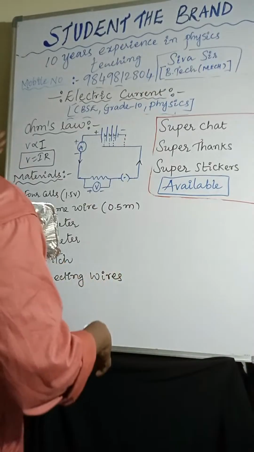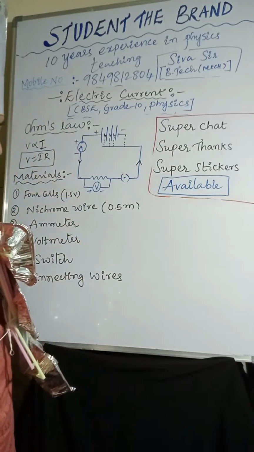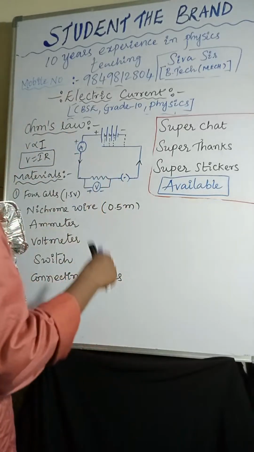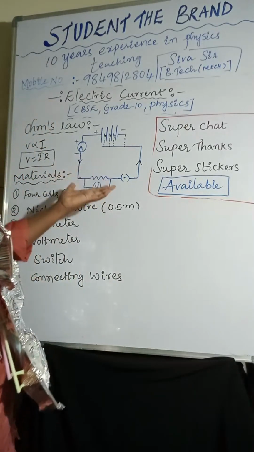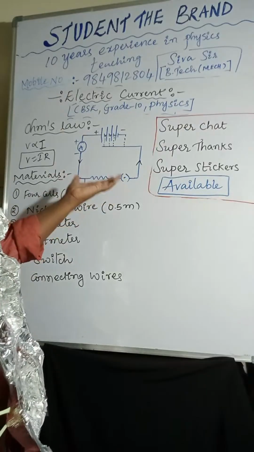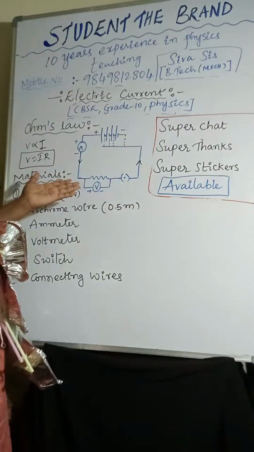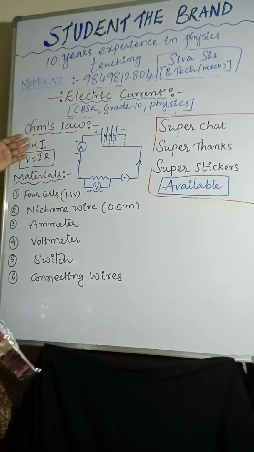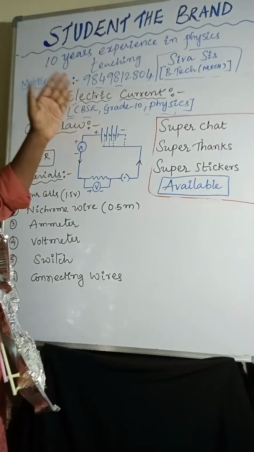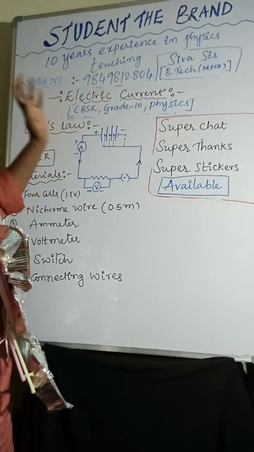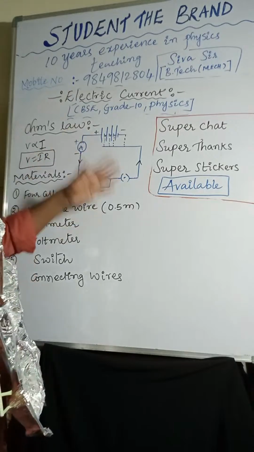Once again, Ohm's law is nothing but the potential difference across the ends of the given metallic conductor is directly proportional to the current flowing through it. V is directly proportional to I, V equals IR. Materials: four cells of 1.5 volts each. Nichrome wire is an alloy of nickel, chromium, manganese and iron metals.